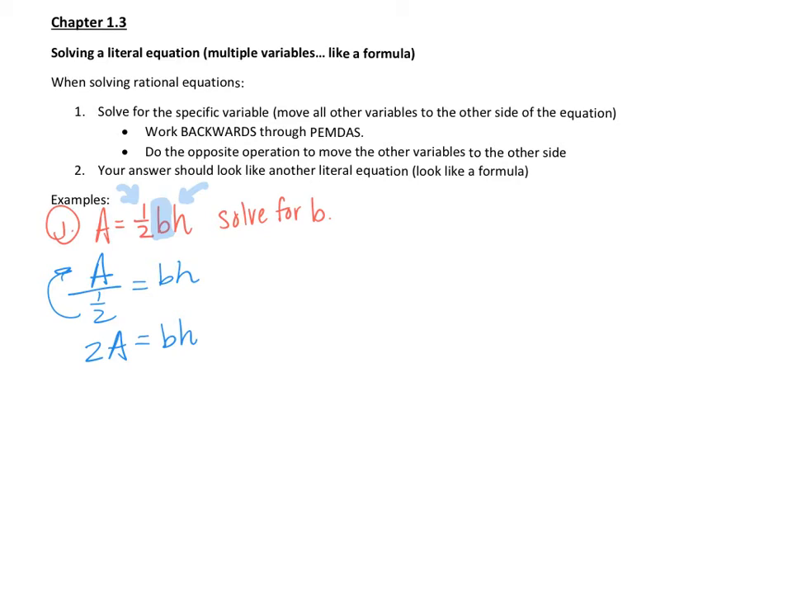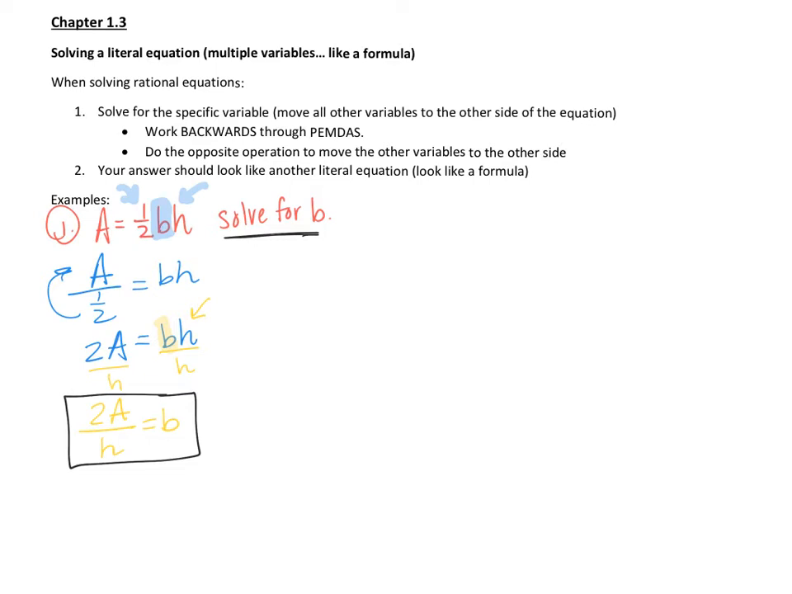Now I'm going to still do the same thing. I still need to isolate this b, so I need to get this b all by itself. I still need to get rid of this h. So to get rid of the h, I ask, what is the h doing to that letter b? It's being multiplied. So to get rid of multiplying by h, I would divide by h. So I'd end up with 2A divided by h equals b. Now I see b is all by itself. It is now solved for b, so this is my answer.